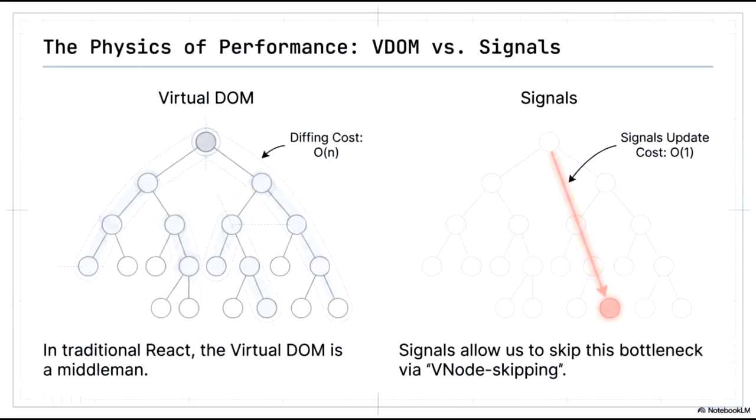On the right, we see how signals provide a more efficient alternative. By utilizing a technique known as vnode skipping, signals allow the framework to bypass the traditional diffing bottleneck entirely. Instead of traversing the tree, a signal establishes a direct link to the specific element that needs to change. This reduces the update cost to a constant O(1), ensuring high performance and surgical precision in UI updates, regardless of application scale.